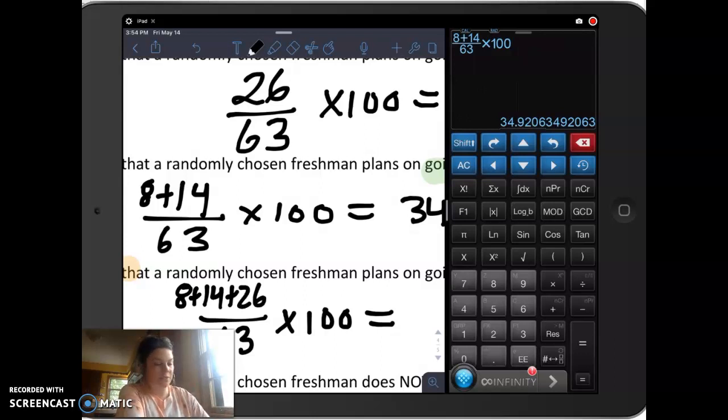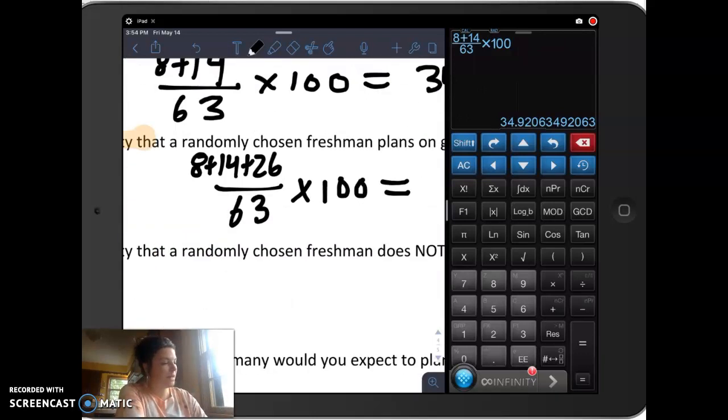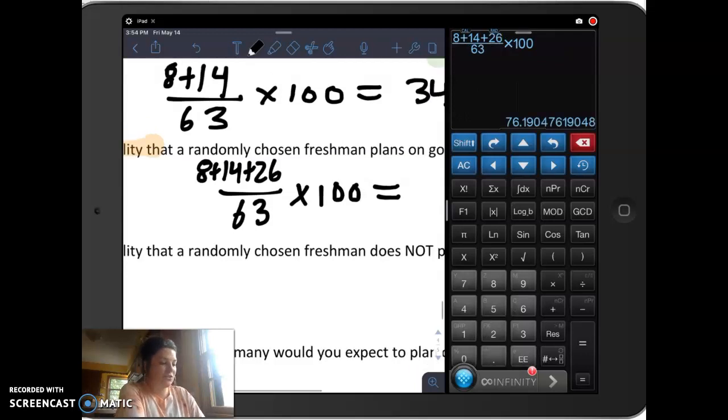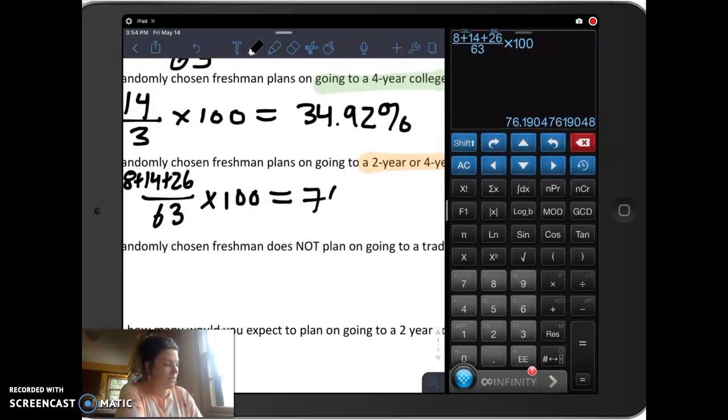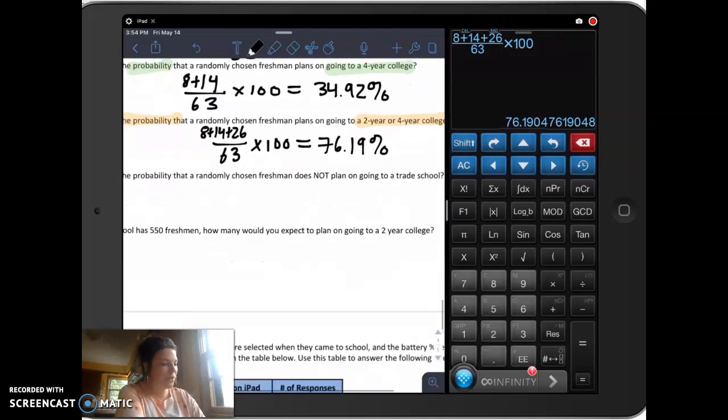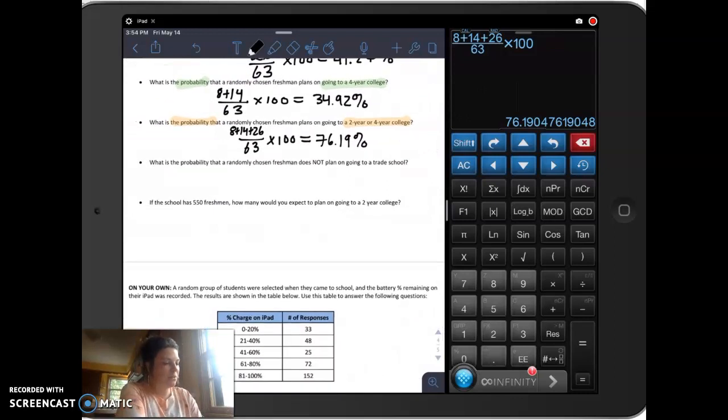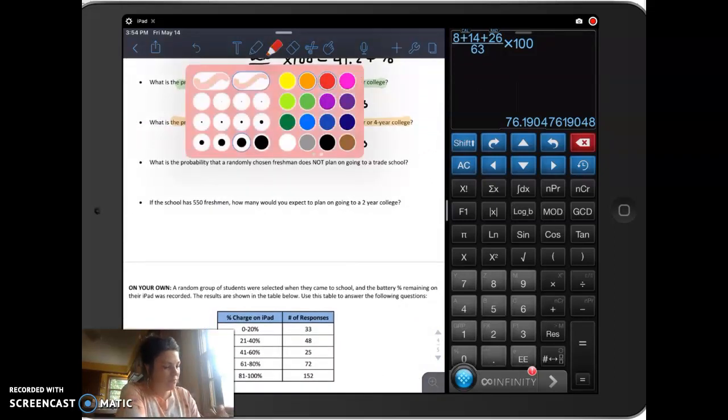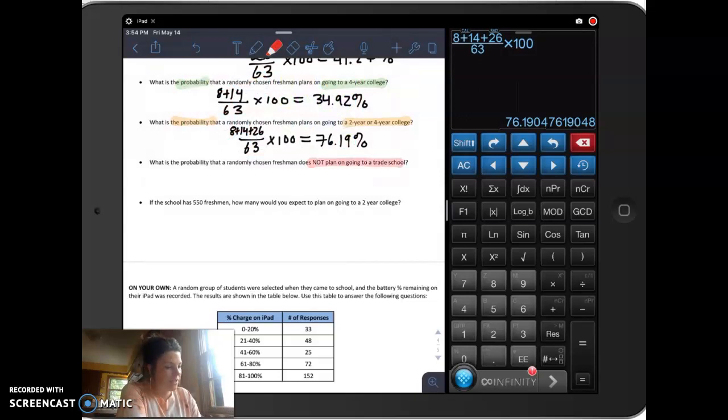Going over to our calculator, we're going to tap on that top and make it pretty easy. Just go plus 26, right? These are starting to go pretty fast, I hope, for you. 76.19%. All right, next one. What is the probability that a randomly chosen student does not plan on going to trade school? So again, probability, always over 63 while we're still using that same question.